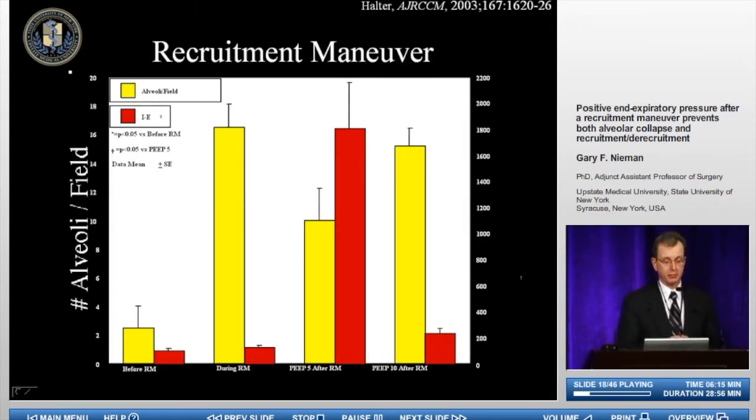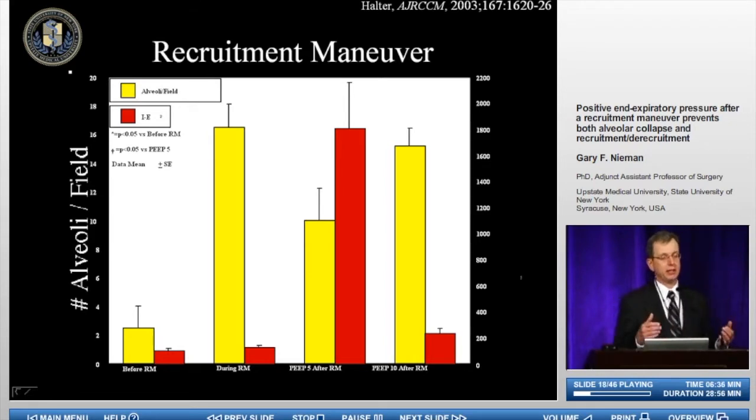This is the numeric data from that study, and we measured two things. We measured on the left y-axis the number of alveoli per field, and this is in yellow. We simply counted the alveoli in the field to get an idea of how many alveoli recruited. And on the right y-axis, we have our stability index, our I to E delta.